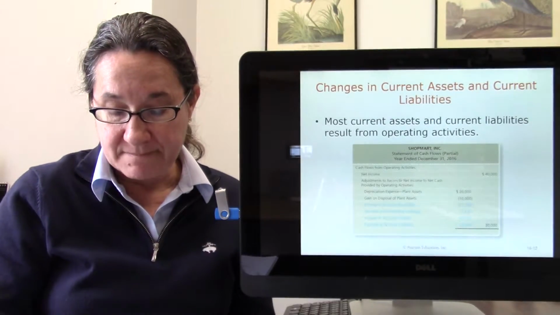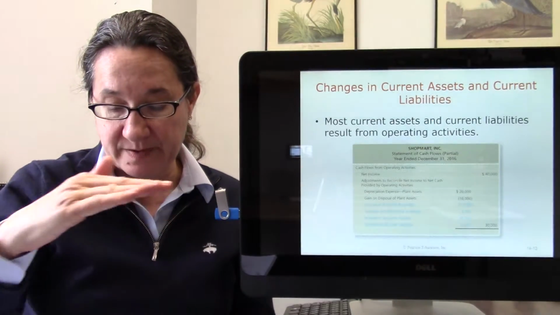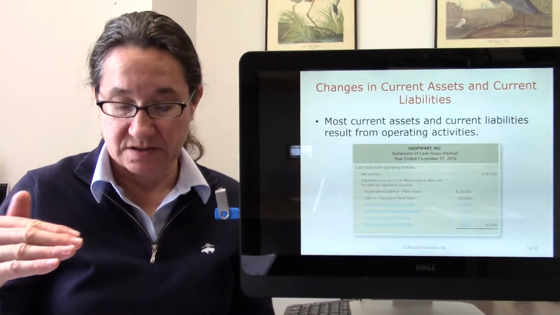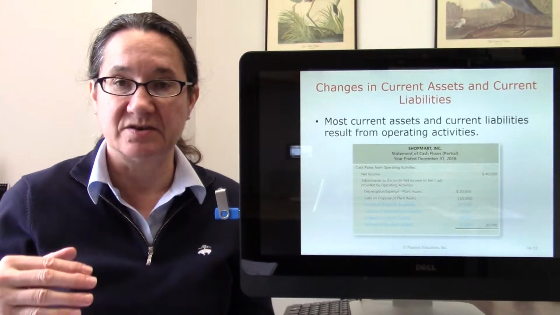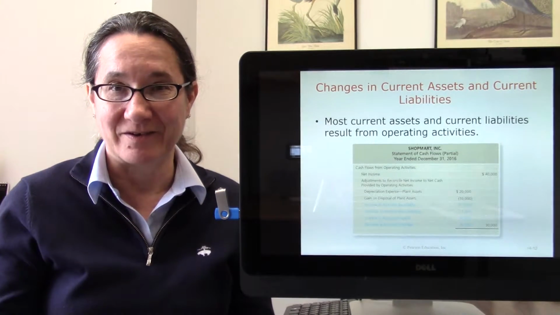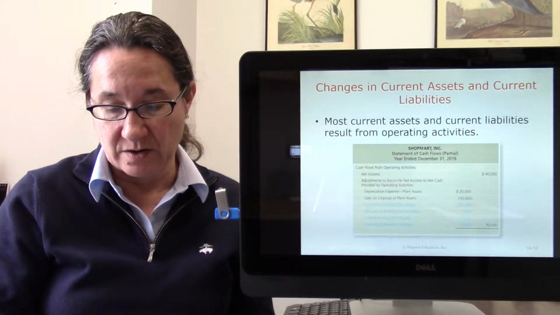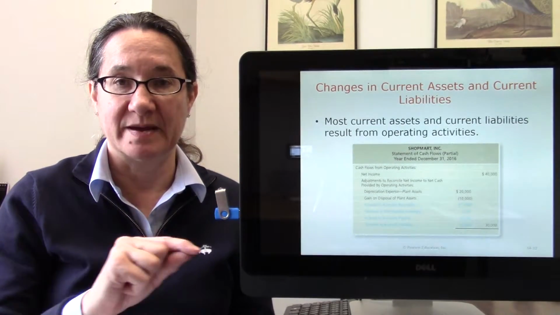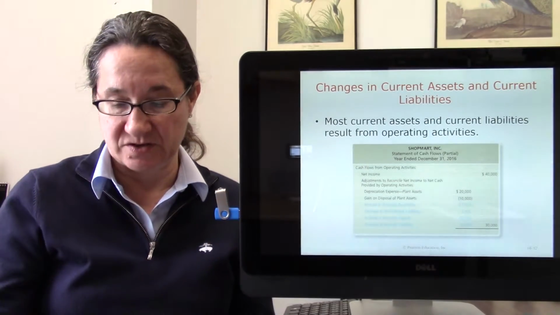Now, in liabilities, if you increase a liability, you increase cash. If you decrease a liability, you decrease cash. Because think about it: if I've decreased my liability, that means I paid for it, right? So my cash must have gone down. So you're indirectly assuming what happened to cash based on how these things increased or decreased.